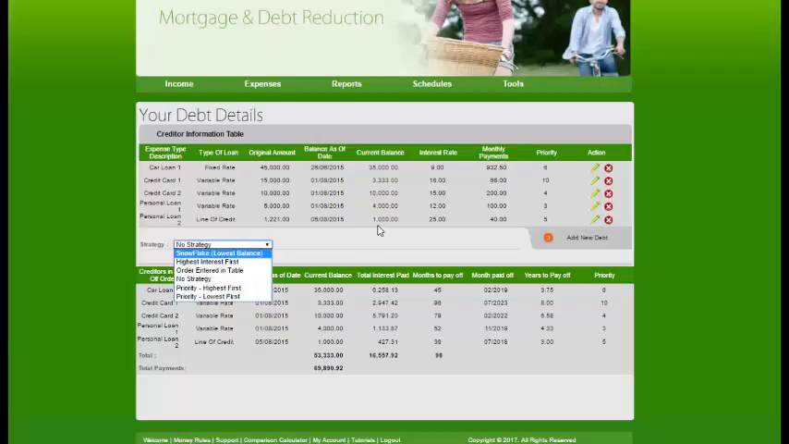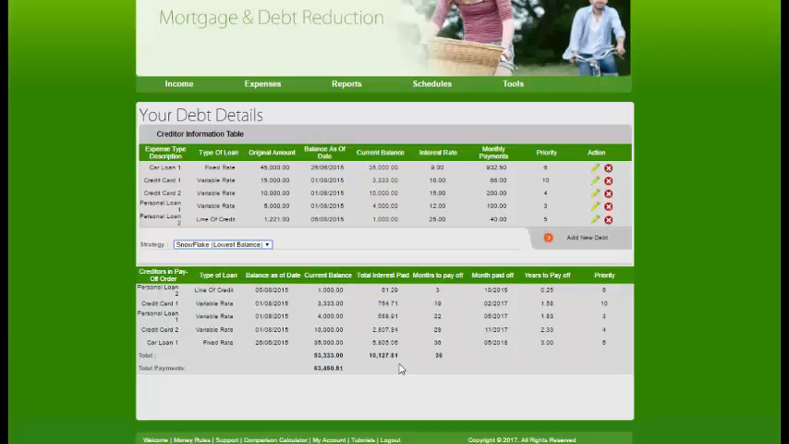So in the strategy here, what we're going to do is we're going to go through the list. Snowflake is the lowest balance, and you'll see the lowest balance is $1,000. Keep an eye on what happens to the interest and the months to pay off. So we'll click on that Snowflake, which will put the $1,000 to the top, but we've gone from $16,000 down to $10,127, and it's over 36 months. So that's a pretty good deal.